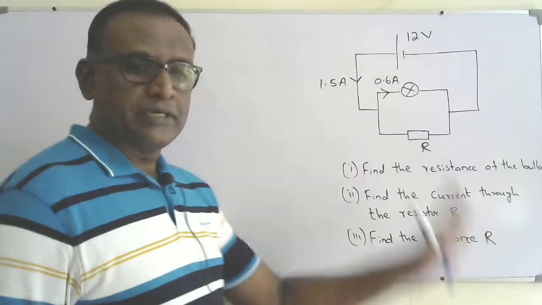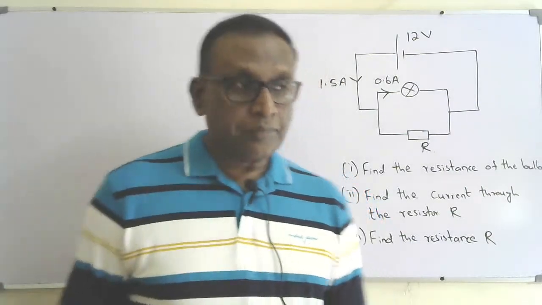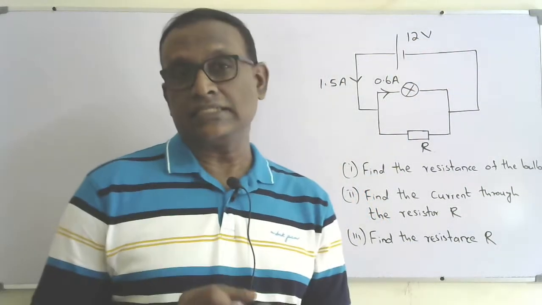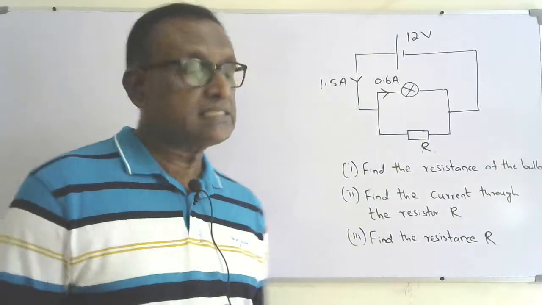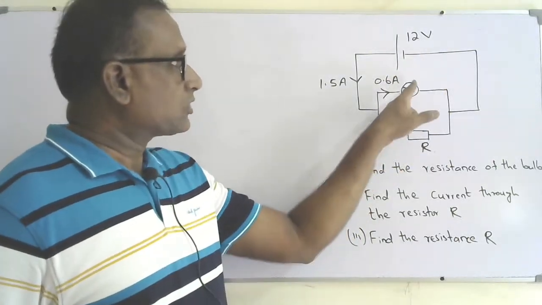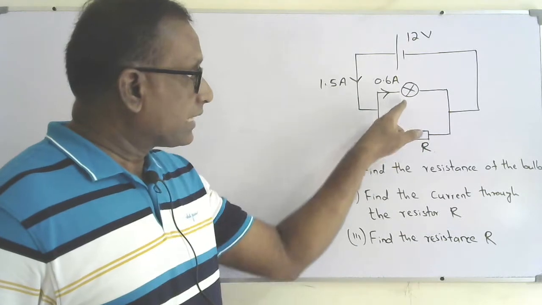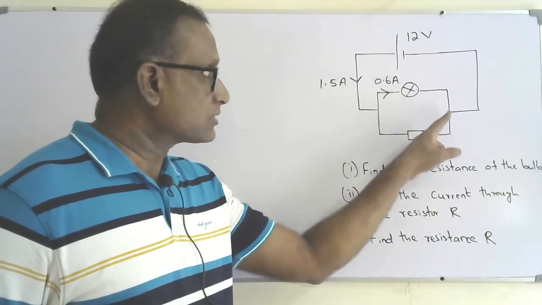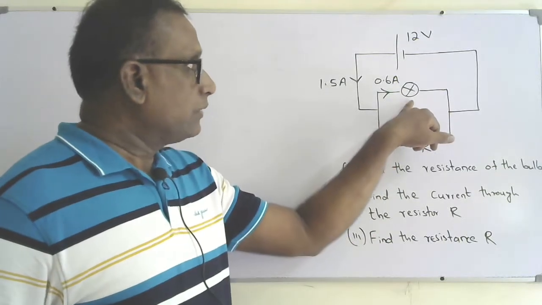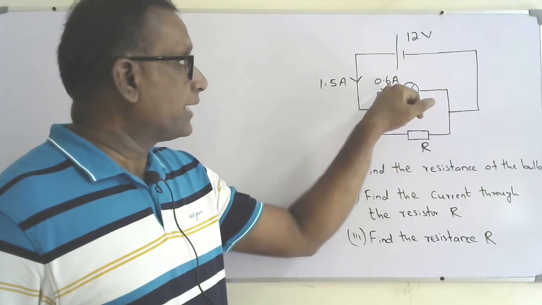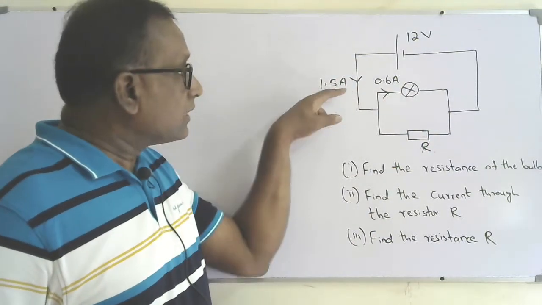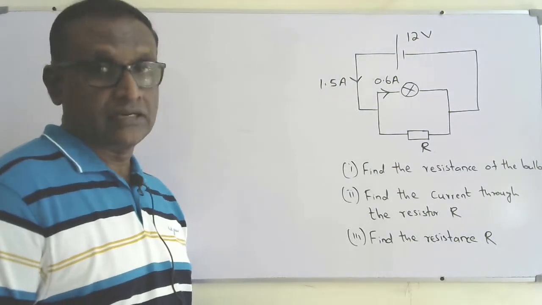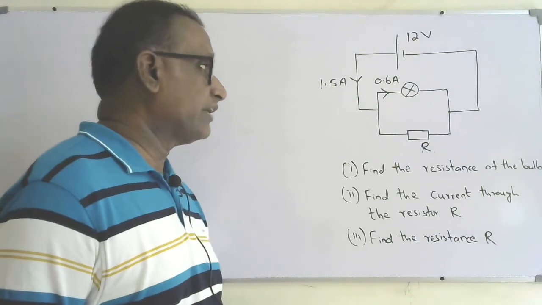Okay, just a simple example question. A power supply has EMF 12 volt. EMF 12 volt means that's the voltage across its terminals. 12 volt is connected across two components. They are connected in parallel because they are directly connected across the junctions. The current through the bulb is 0.6 ampere, and the current from the power supply is 1.5 ampere.